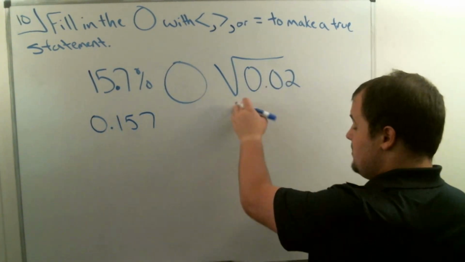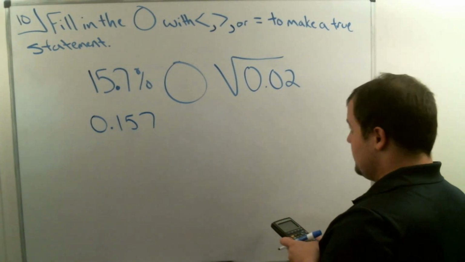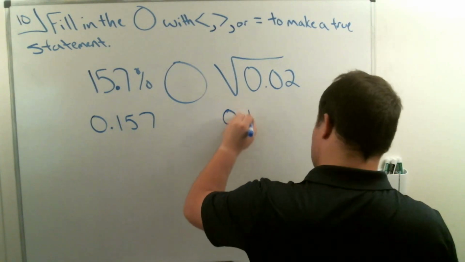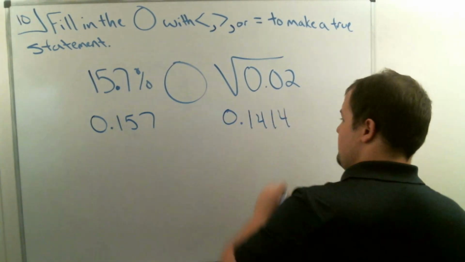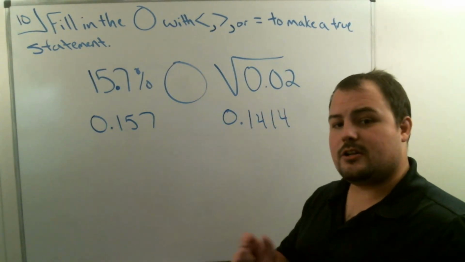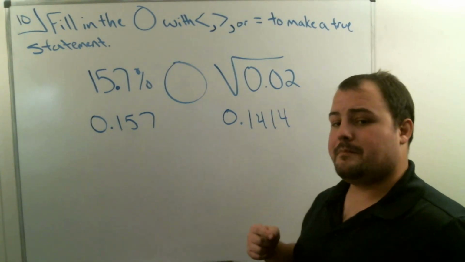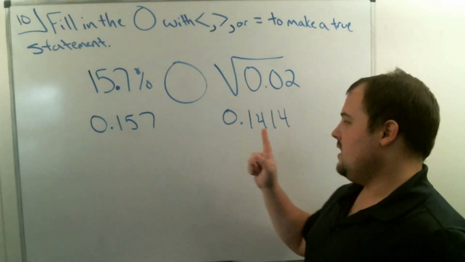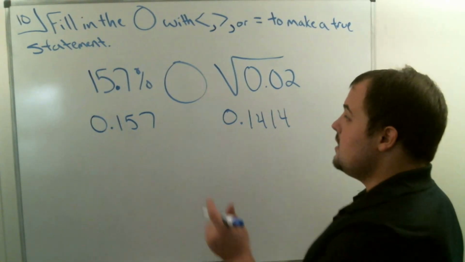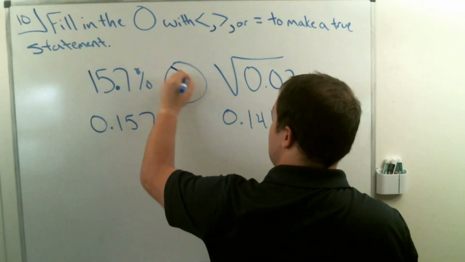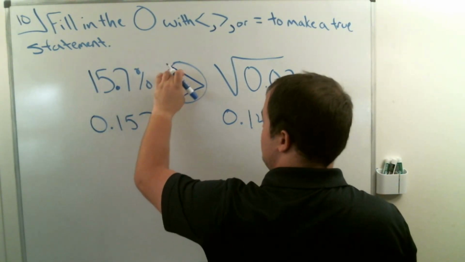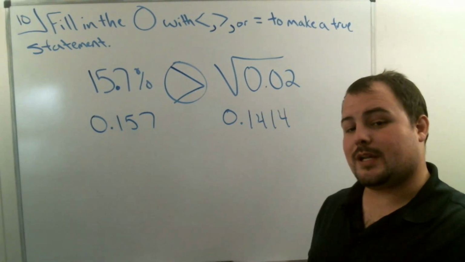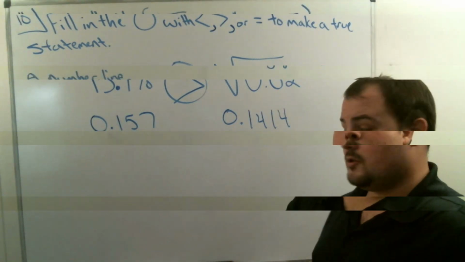And I get 0.157. Now I'm going to type this in my calculator, the square root of 0.02. And when I type that in my calculator, I get 0.1414. And it keeps going, but I could stop there because I can tell that they're different. So now I just have to say which one's bigger. Well, I have 1, 1, 5, 4. 5 is bigger than 4. So again, I like to say Pac-Man eats the bigger number. So this is my bigger number, so that's where the mouth is going to open up to. 15.7% is bigger than the square root of 0.02.